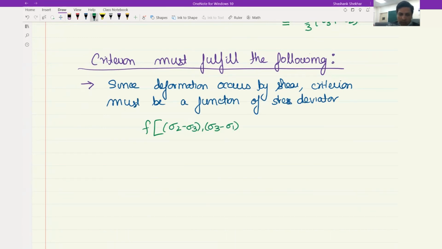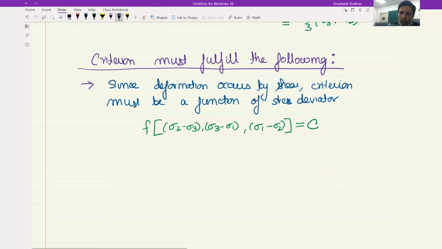minus sigma 1. This is in terms of principal stresses. Similarly, you can also get it in terms of other normal stresses. This should reach some value C. So this is our more fine-tuned equation. This is the formalism of the mathematical equation that we should obtain.